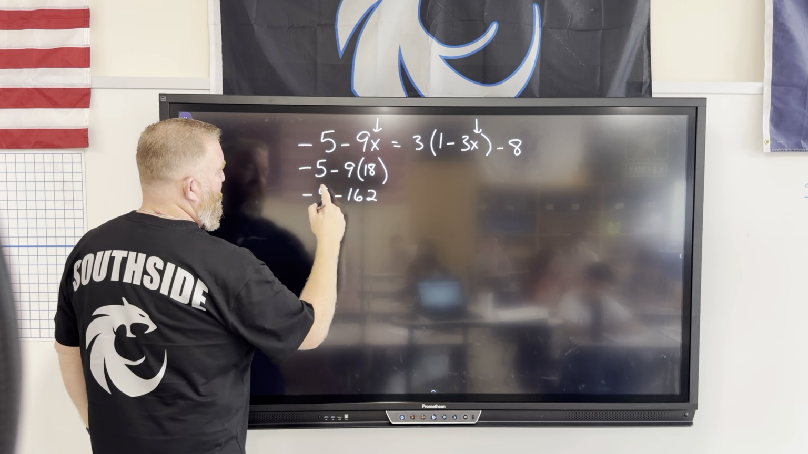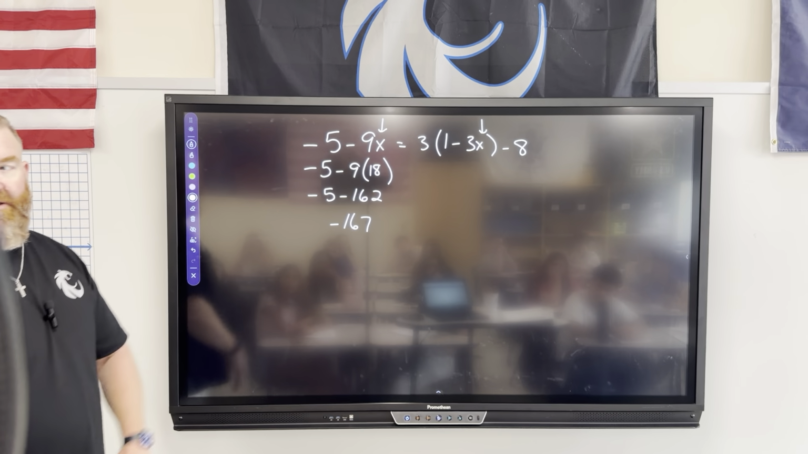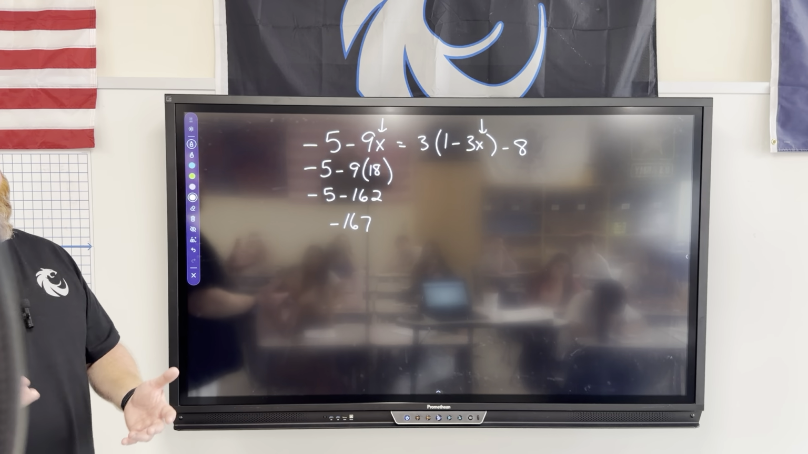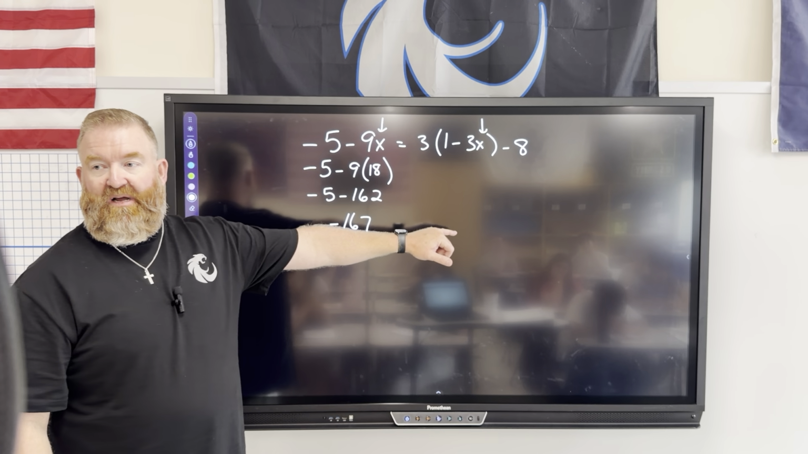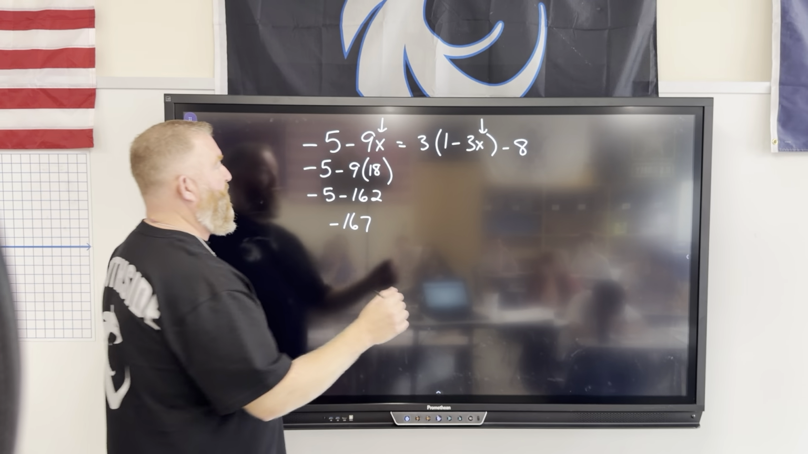162. So this side comes out to be negative 167. Okay. Negative 167. Now, if I did it correctly, what should this side come out to be also? Negative 167. Let's see if it works.